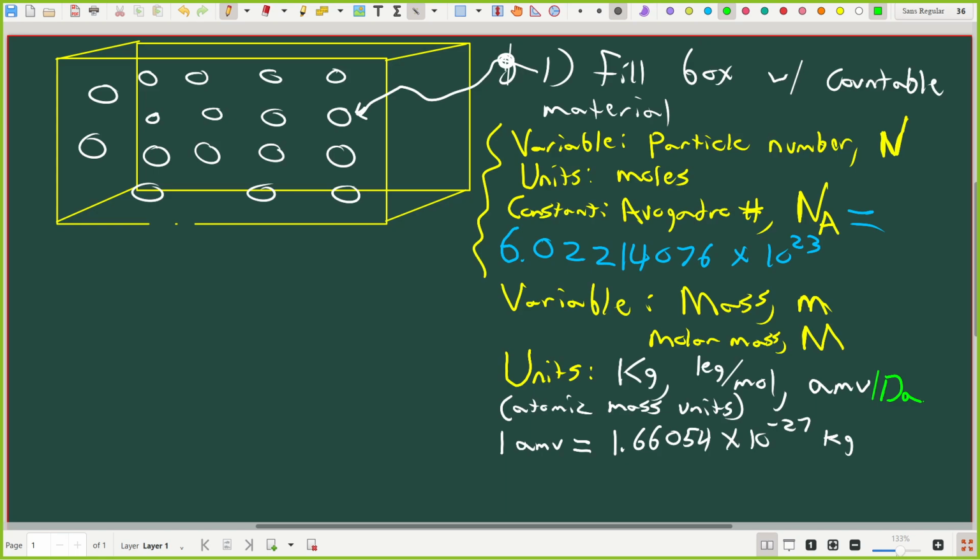But in chemistry, we use kilograms per mole because we rarely deal with one atom. But when we do, we often use AMU as an alternative unit. Okay? You'll see me interchange between these, and it's good to get comfortable with them. So we have two variables about the material that we put in there. And that's all we need right now.